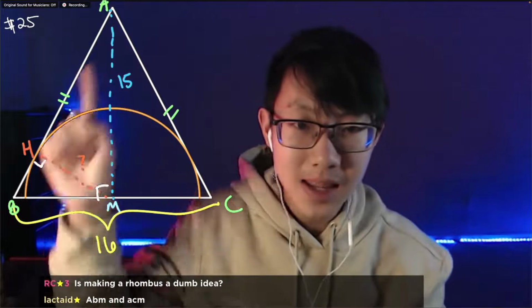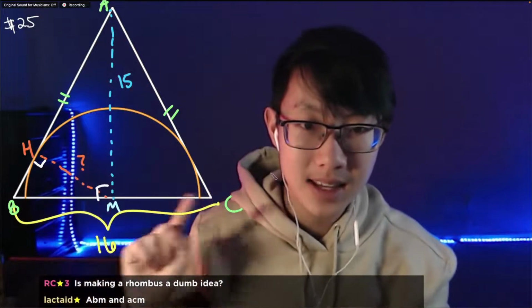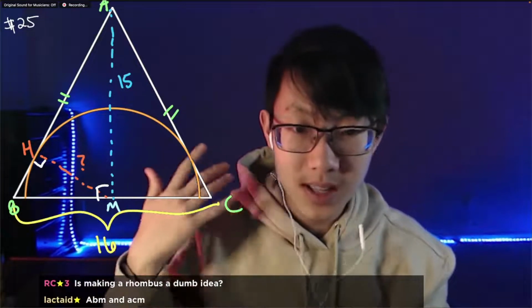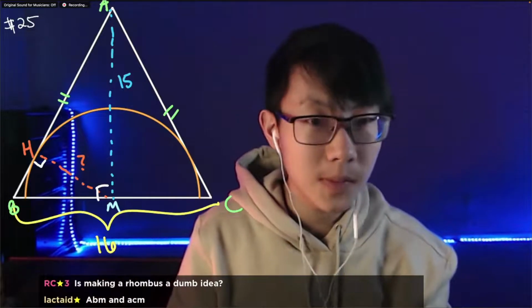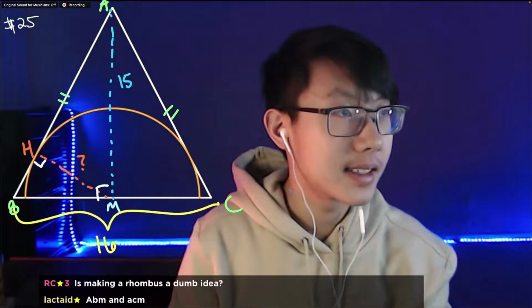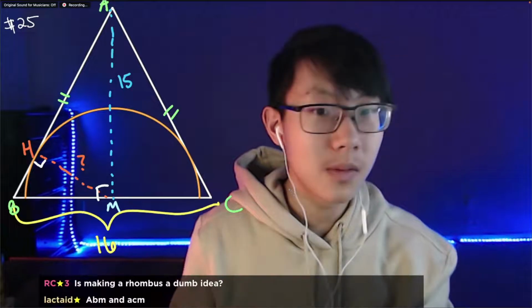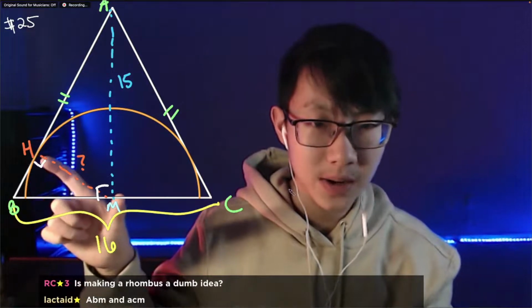But let's look at ABM and ACM. So yeah, those are congruent, right? Those are the exact same, which is helpful. The triangle is symmetrical. But remember what we're looking for. We're looking for this orange line, right?